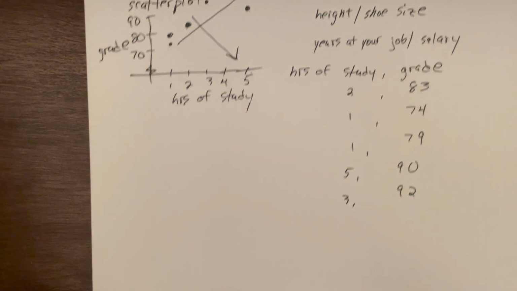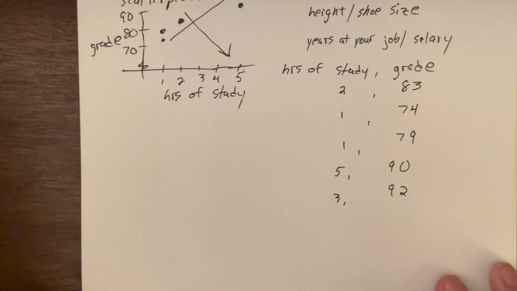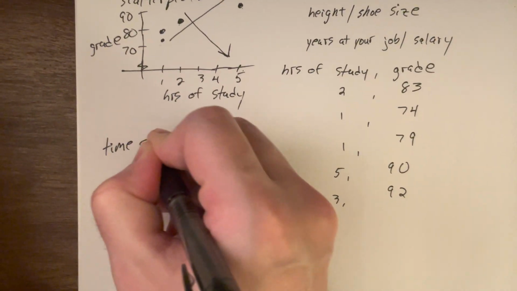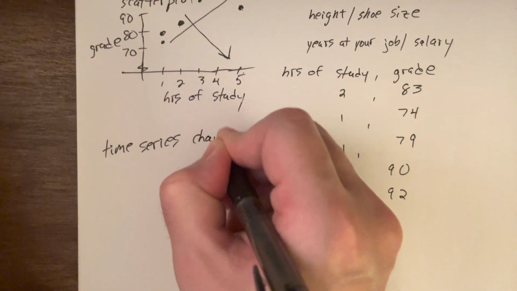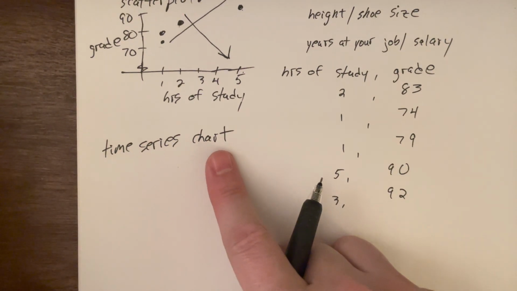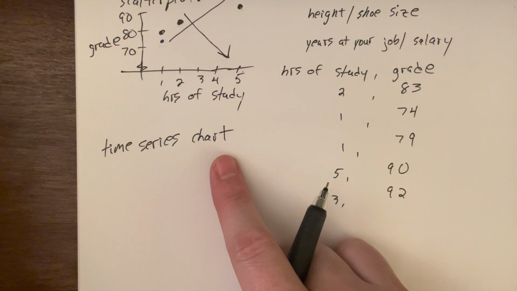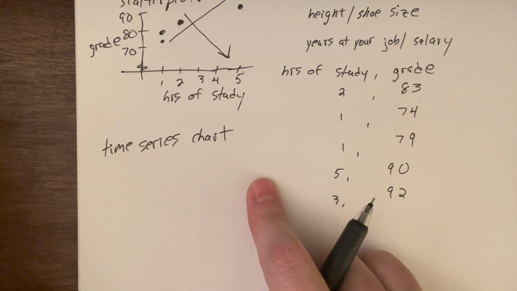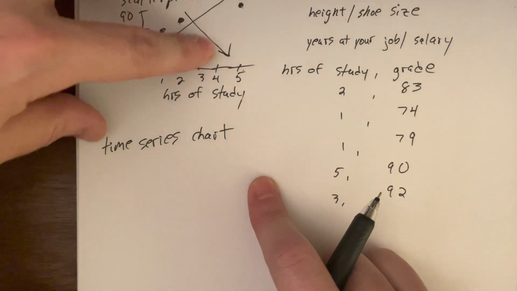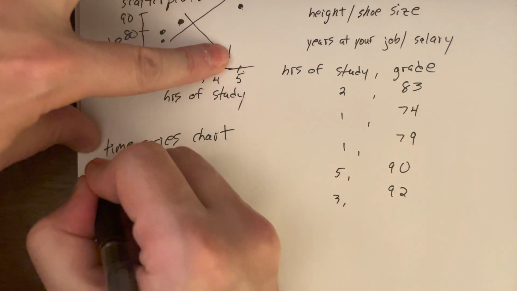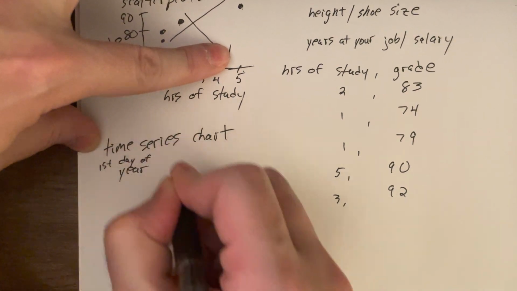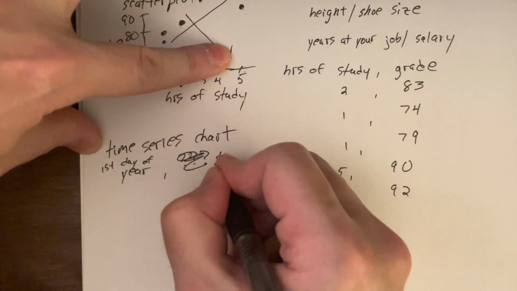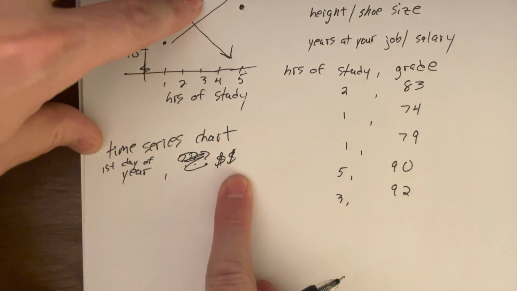The second one is a very specific situation, still bivariate in nature, but we can specifically look at a time series chart. Now we're specifically looking at something connected to time. So maybe how long has something passed, or maybe we're just looking at it by year. Maybe you're just looking at the first day of the year, and you're looking at how much money is in your bank account.